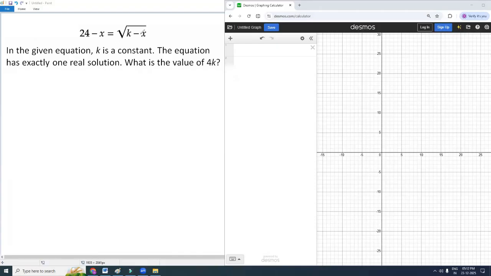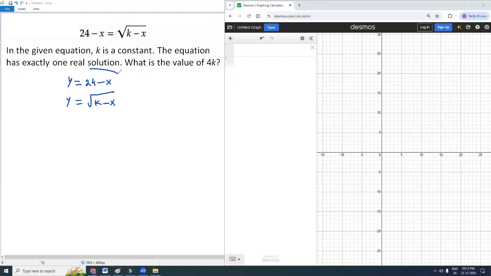In our first step, we have to split up the given equation into two separate equations by taking y equals to the stuff we have on the left side. That is y equals 24 minus x. I got the first equation. Now to get the second equation, we take y equals to the stuff we have on the right side. That is the square root of k minus x.